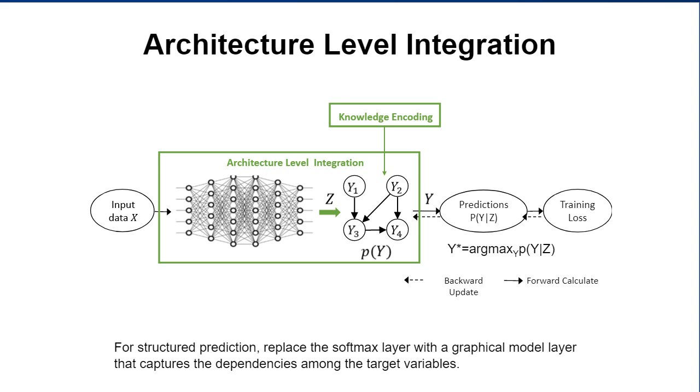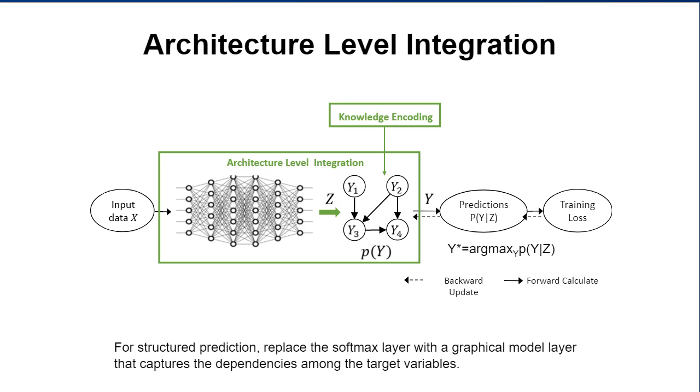That allows us to simultaneously estimate all the output variables at the same time, instead of estimating each output variable separately. And this joint estimation is also subject to the dependency encoded in the PGM model. So this shows you another way of altering the architecture, incorporating the dependency among the target variables into the deep model. So this completes the architecture level integration.